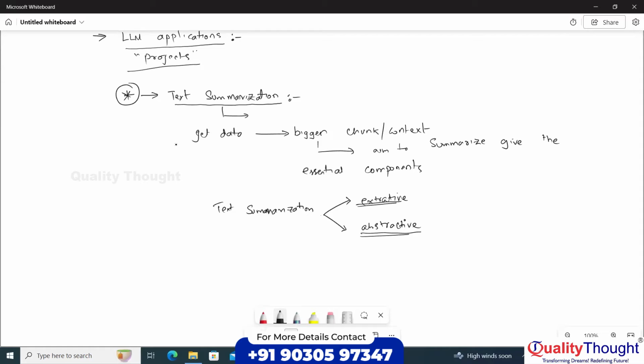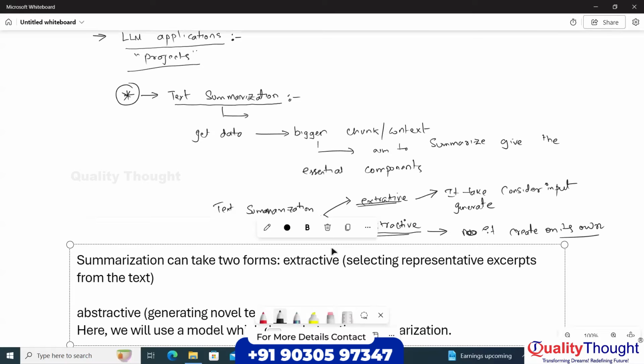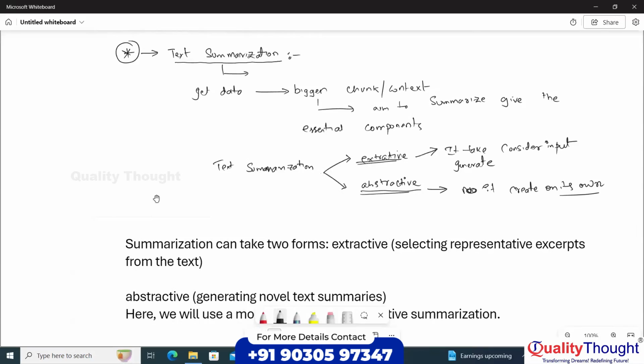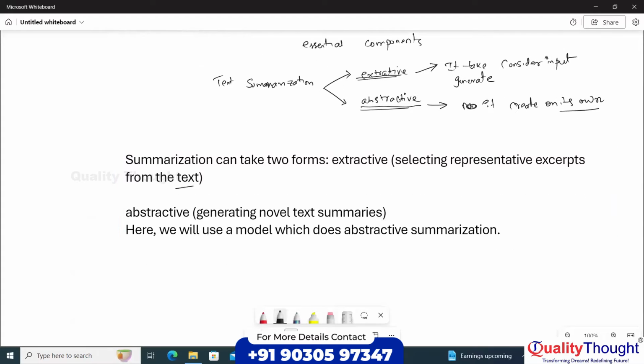Extractive is something that takes the data of the text into consideration. It considers the input and generates the summary. Abstractive creates a novel summary on its own. With extractive, you select the representative extract from the text. The given text, your corpus, is the most important for an extractive summary.